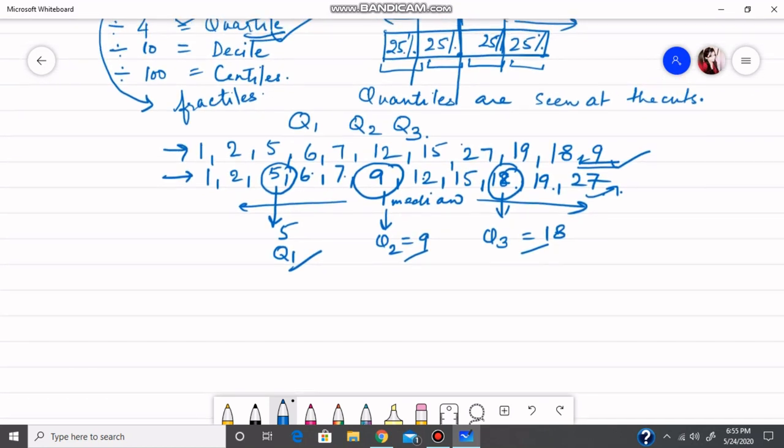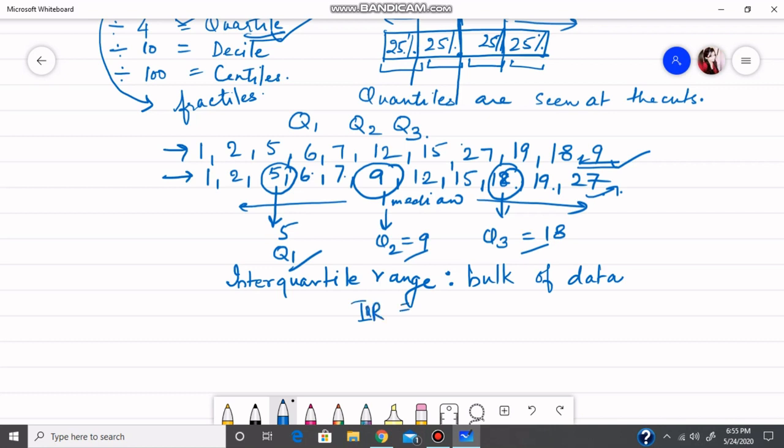Now there is an associated concept of the interquartile range. It shows the existence of the bulk of data in the specified range. To calculate the IQR, the formula is Q3 minus Q1. For this particular example, 18 minus 5 is equal to 13. So 13 becomes my interquartile range.